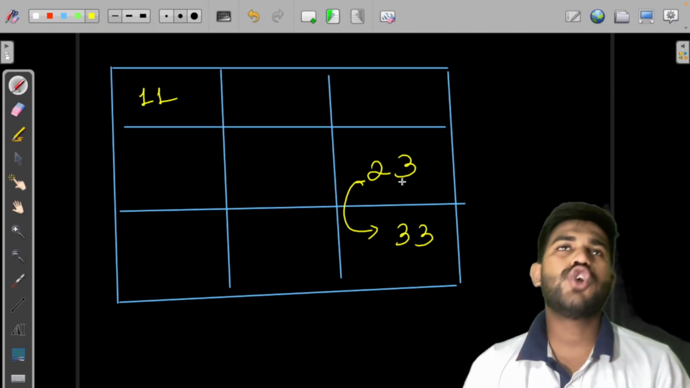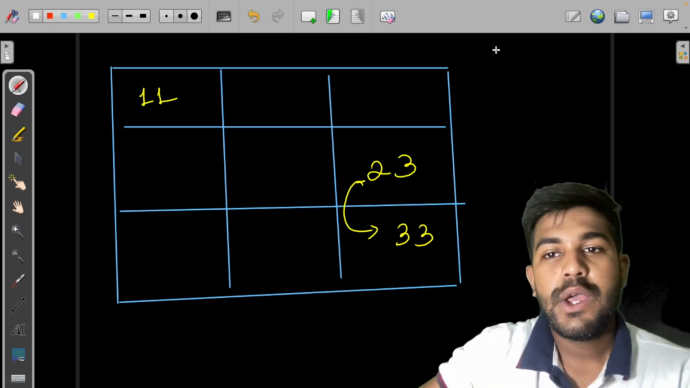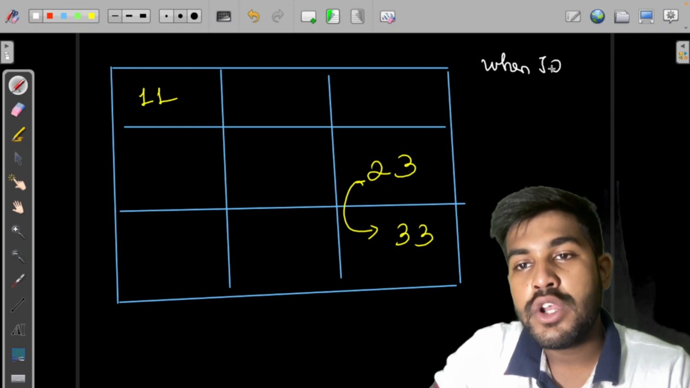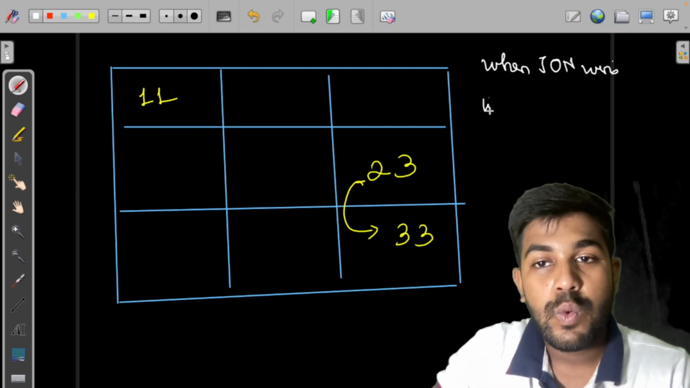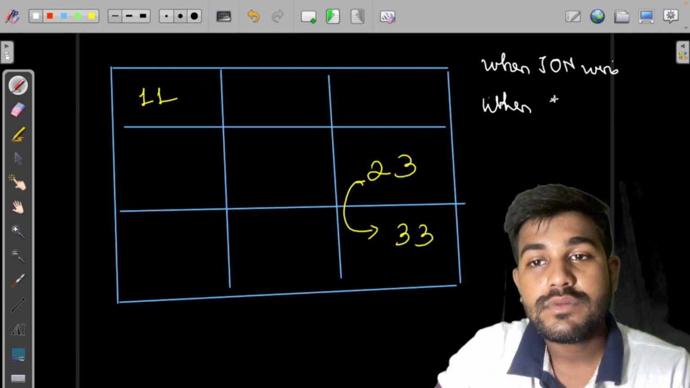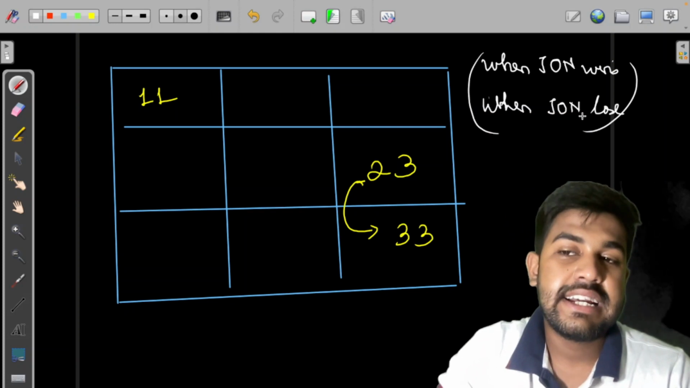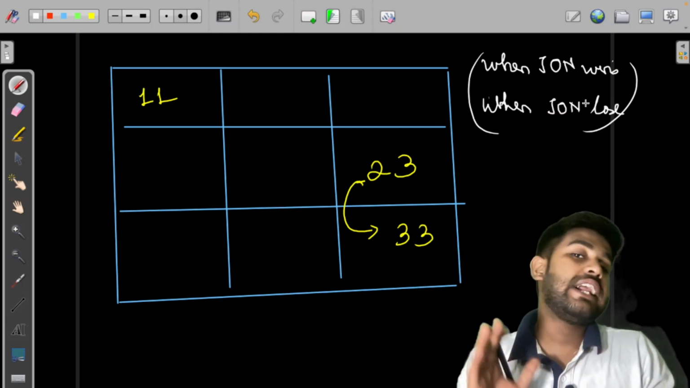Now to solve this problem, who would win? What we can do is we can see when John wins or when John loses. So if we can get a value of either of these, that means we can declare a winner.